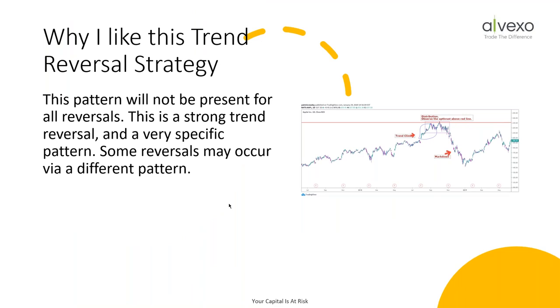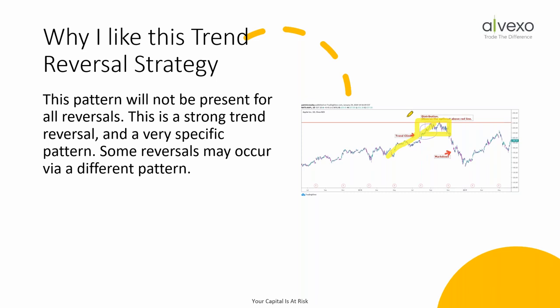Now, this pattern will not be present for all reversals. This is a strong trend reversal and a very specific pattern. Some reversals may occur via a different pattern, but when we see the market again climbing up, we see this kind of distribution.